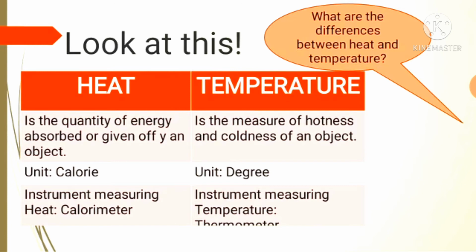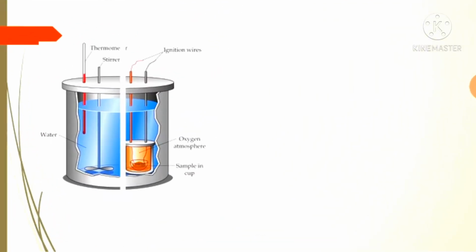So, the unit for heat, we use calorie. The unit for temperature, that is degree. And of course, we also have the instruments used for measuring heat and temperature. So, have you seen these two types of instruments?